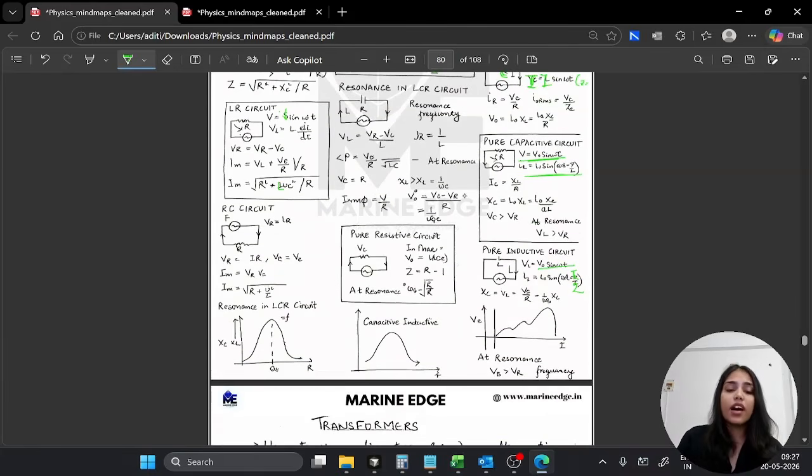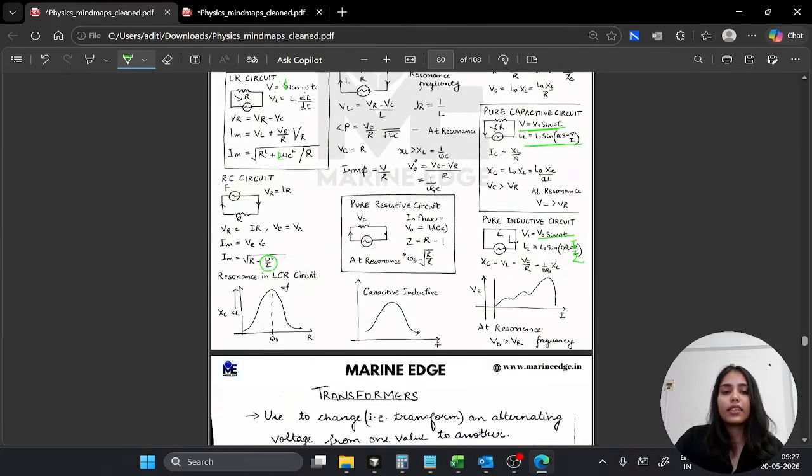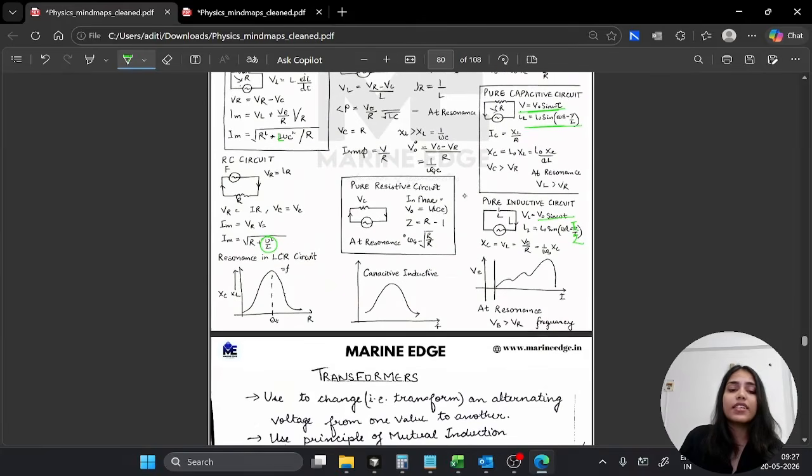Then in the case of an RC circuit, we have a capacitor and a resistor. So in that case, the impedance offered is because of the resistance plus the capacitive reactance, one over omega C. Okay, that is the capacitive reactance. Next, the performance in an LCR circuit looks like this. This forms a bell-like structure.